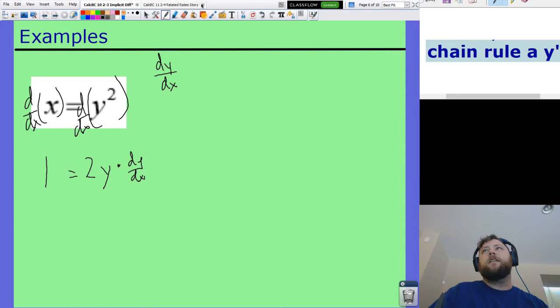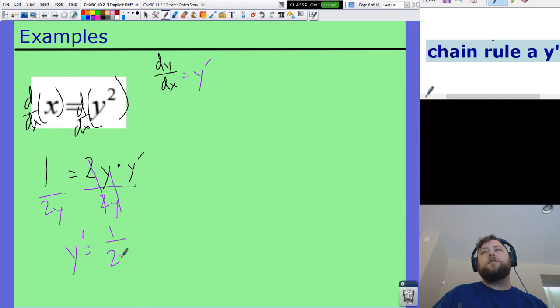Or you could say, I don't like doing dy over dx, I just want to say times y prime. That's easier to write. Then I want to isolate dy/dx or y prime, so I divide both sides by 2y. These cancel, and I get y prime equals 1 over 2y. That's my answer, that's my dy/dx.